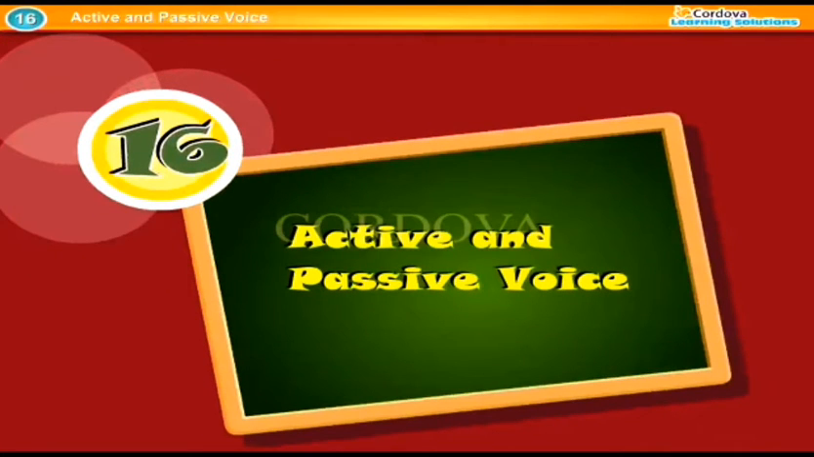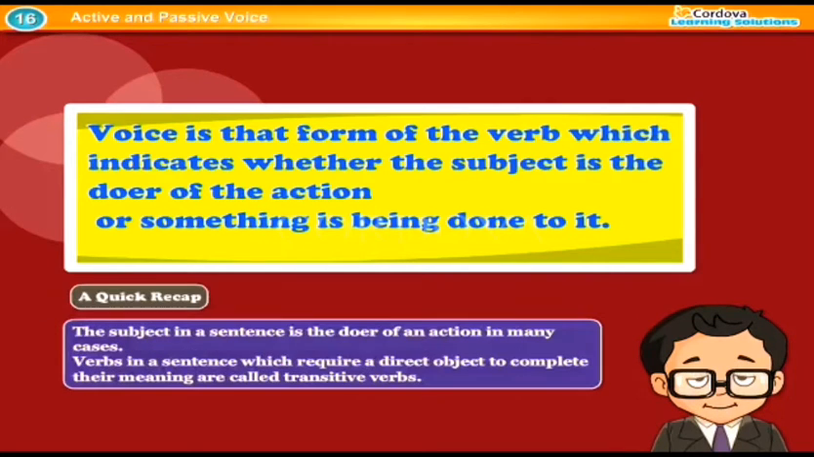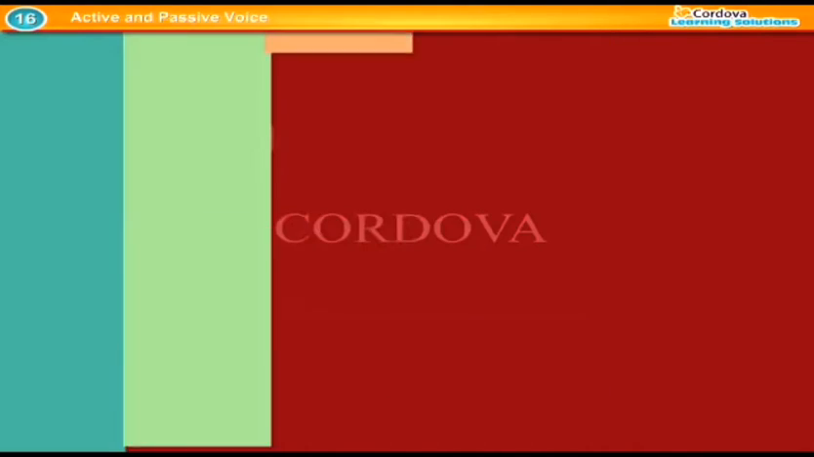Chapter 16. Active and Passive Voice. Voice is that form of the verb which indicates whether the subject is the doer of the action or something is being done to it. A quick recap. The subject in a sentence is the doer of an action in many cases. Verbs in a sentence which require a direct object to complete their meanings are called transitive verbs.